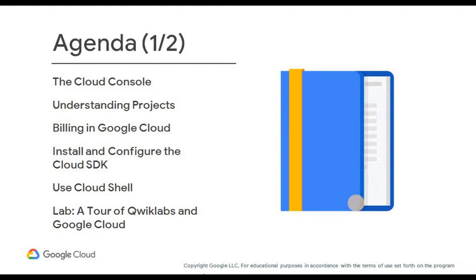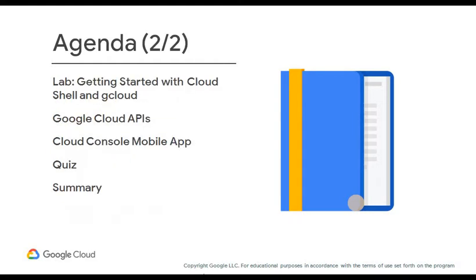This module starts by exploring the Cloud Console, followed by an introduction to projects and billing. The topics that follow address installing and configuring the Cloud SDK and how to use Cloud Shell as an alternative to the Cloud SDK. We will then complete our first lab, where you will take your first step with Google Cloud by getting hands-on practice with the Cloud Console.